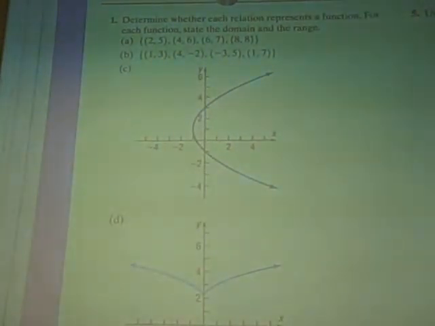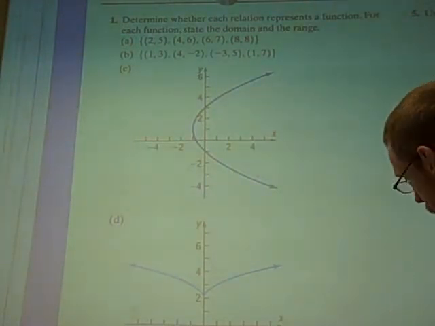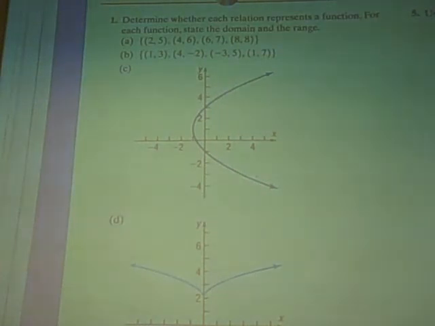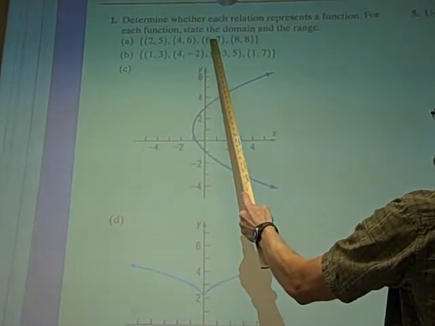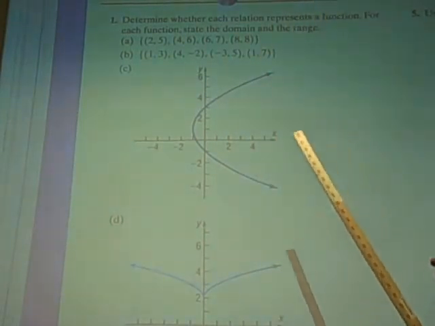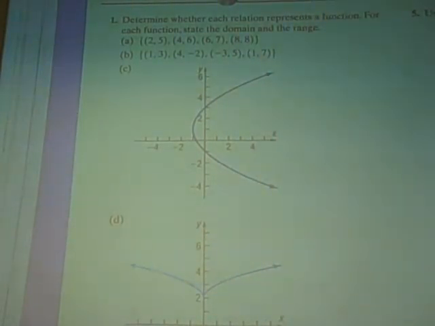So number one, rather than writing this one out, this says determine whether these relations represent a function. Remember, for a function, each input needs to have only one output. So if you look at the first one, we have 2 mapped to 5, 4 to 6, 6 to 7, 8 to 8. So in that one, each input has exactly one output. So the domain would be 2, 4, 6, and 8. The range would be 5, 6, 7, and 8.